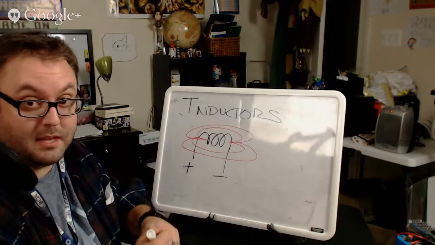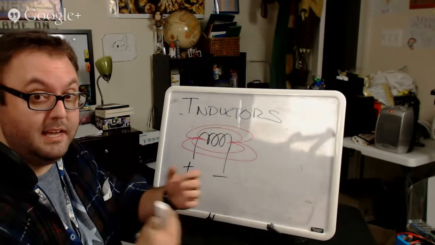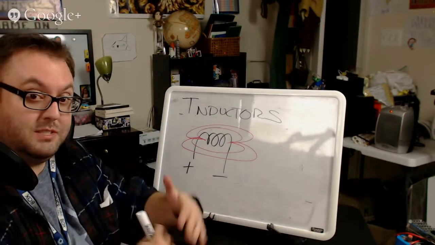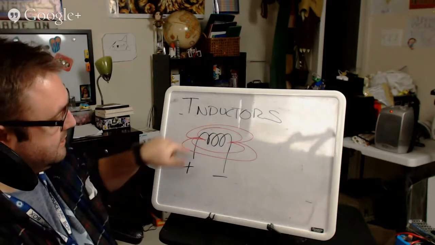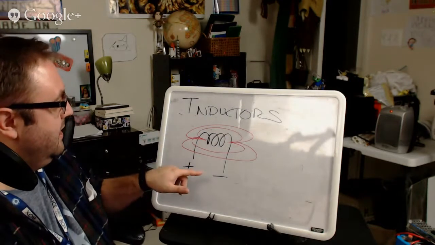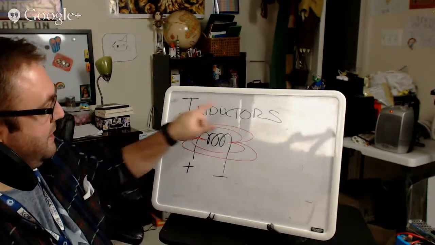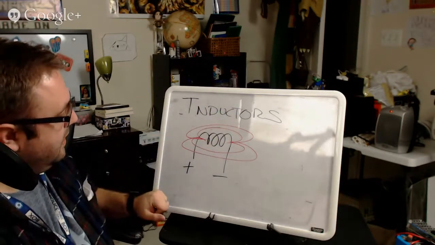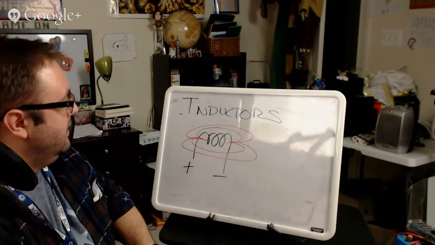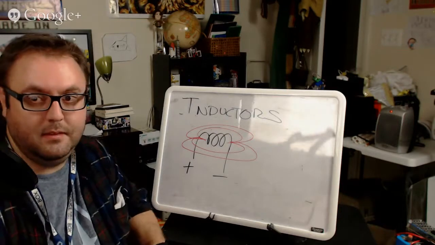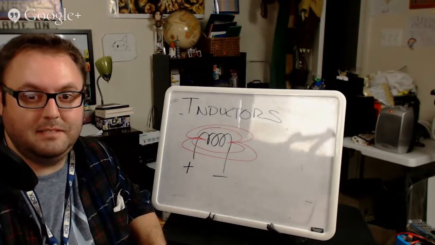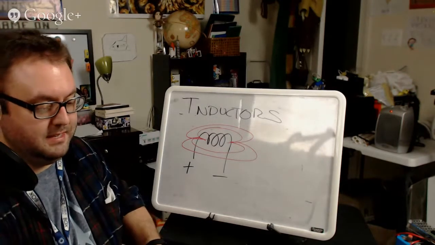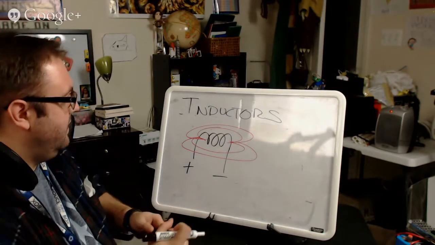And so whereas the capacitor was storing its energy in the form of an electrostatic field between the two plates, an inductor stores energy in an electromagnetic field across the coils. Just like we talked about, there's no such thing as an ideal capacitor. Well, there's no such thing as an ideal inductor either.